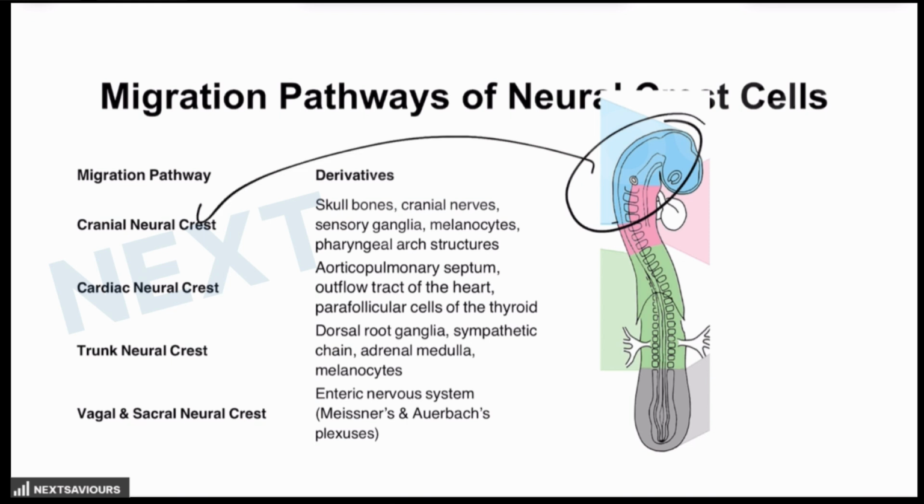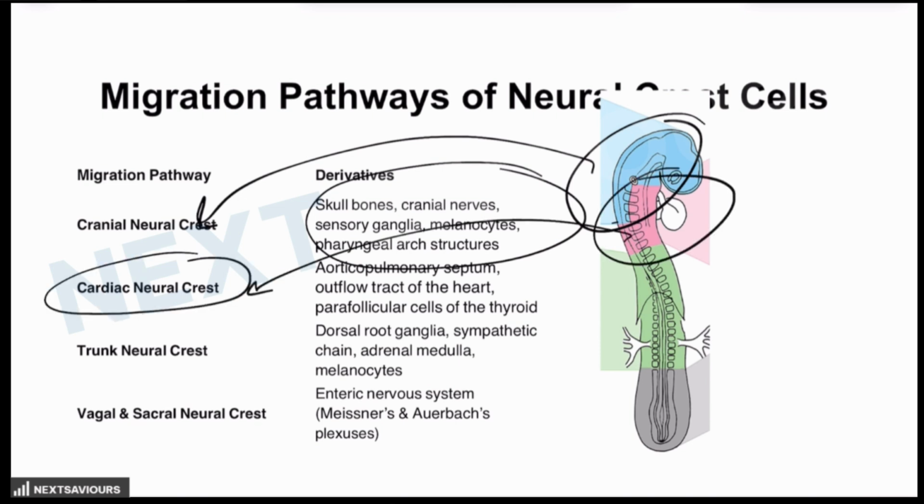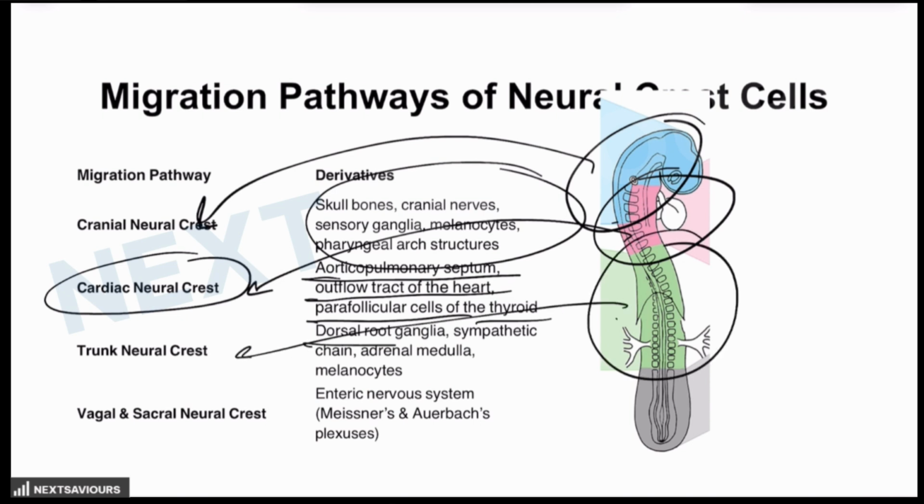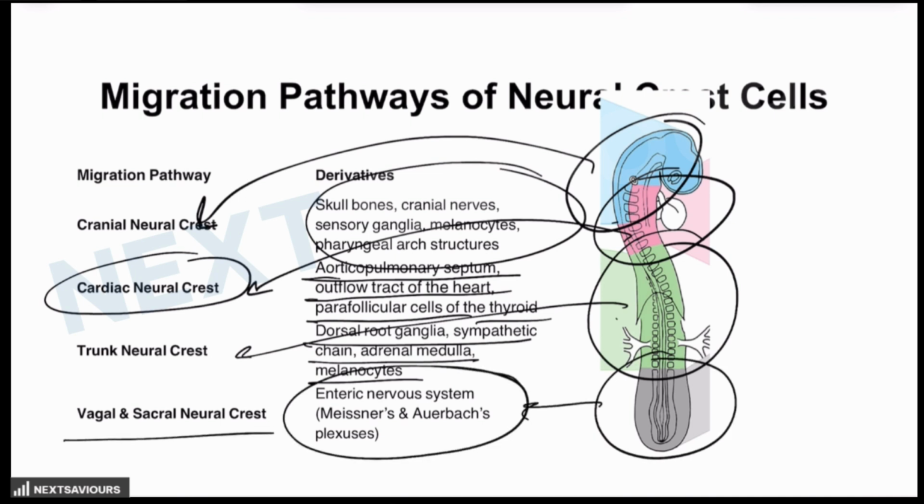The first one is the cranial neural crest, leading to the formation of the skull bones, the cranial nerves, the sensory ganglia, the melanocytes, pharyngeal arch structures. The second one is the cardiac neural crest, which is responsible for the formation of the aorticopulmonary septum, outflow tract of the heart, parafollicular cells of the thyroid. The third one is the truncal neural crest, leading to the formation of the dorsal root ganglia, sympathetic chain, adrenal medulla, melanocytes. And the fourth one is the vagal and the sacral neural crest, leading to the formation of the enteric nervous system. So this is the basic anatomy.